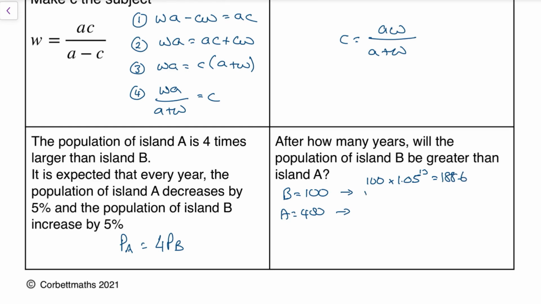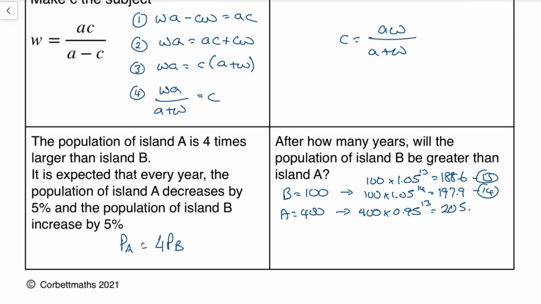After 14 years, well, it's going to be 100 times 1.05 to the 14, which is going to be 197.99 people. So I call it 197.9. So that is 13 years and that is 14 years, just so it's clear. For island A, after 13 years, it's 400 times 0.95. That's my multiplier to decrease 5%. The power of 13, which is 205.3.